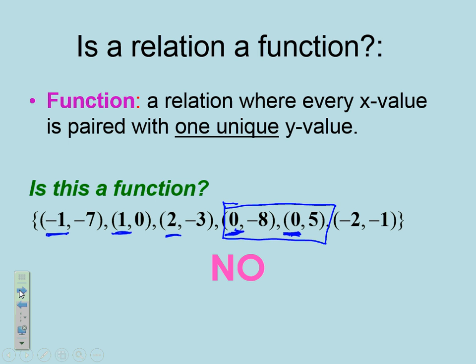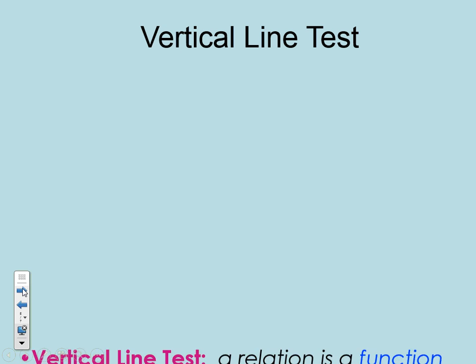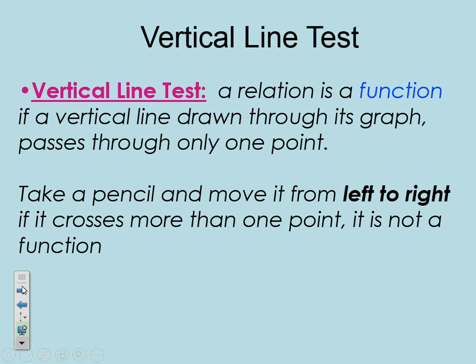And, ladies and gentlemen, we're going to move on. So we've been talking about ordered pairs. Now we're going to say, oh, what if it's going to be a graph? We're going to use the vertical line test. It is pretty awesome. The vertical line test. A relation is a function if the vertical line that's drawn through its graph passes through only one point. Now this is how we do the vertical line test. If you know how to do this, don't write this down. If you don't know, write it down. You're going to take a pencil and you're going to move it from left to right, across, and if it hits more than one point, it is not a function.